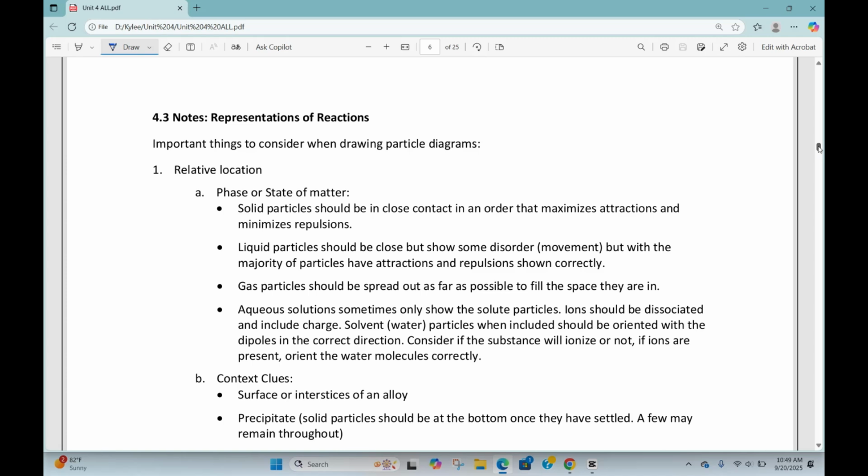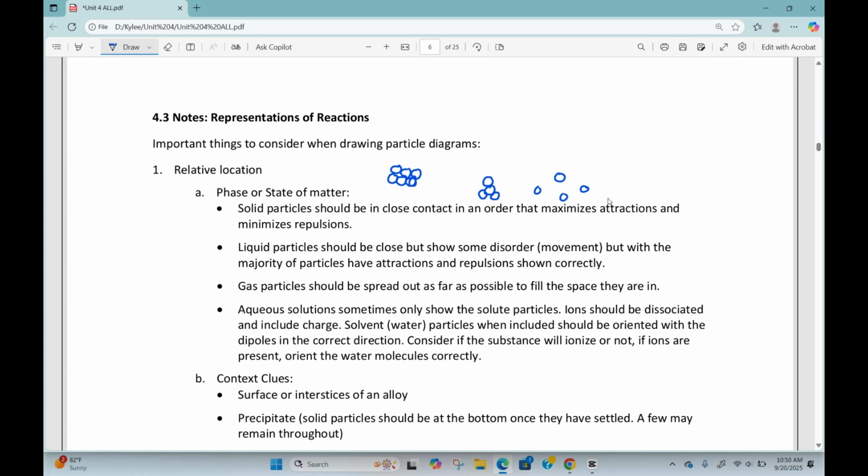First one is relative location. This has to do with phases of matter. If I have something that is a solid, we're going to want to draw those particles really packed in close together and ordered. If I have liquid particles, they should be close and touching, but not in any particular order. And remember, gas particles aren't touching and are spread apart.